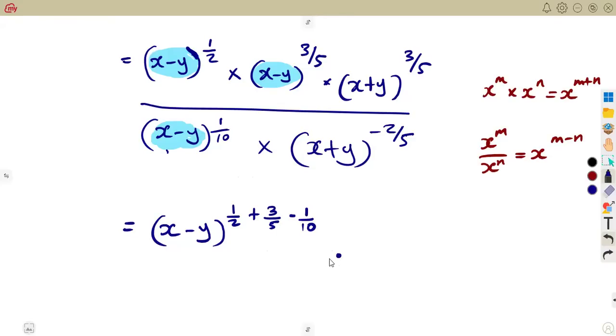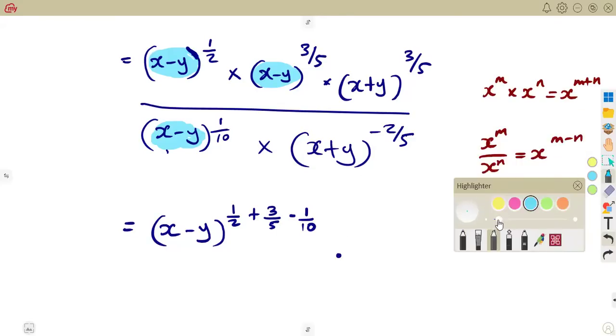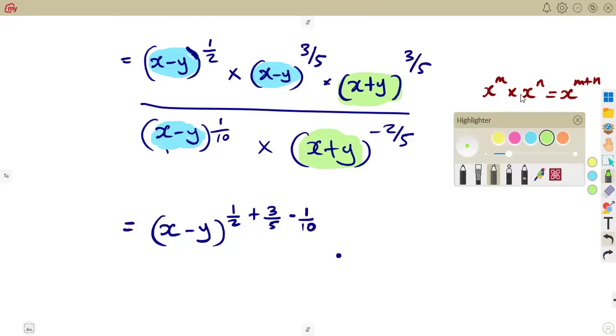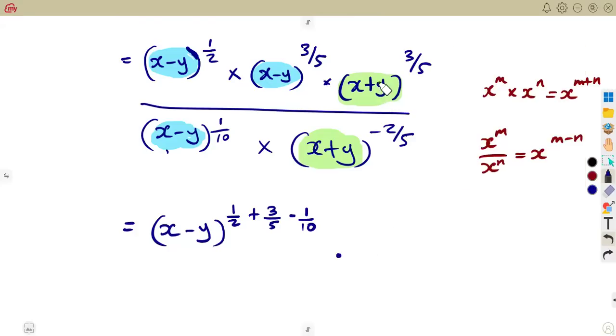You move on to the bracket of x plus y. There is a bracket of x plus y, as you can see here. There is x plus y. We also have the x plus y. What is happening between these two? They are under a division. So division, you subtract. So you're going to take x plus y, which is on the numerator, as it is. You subtract. What are you going to subtract?